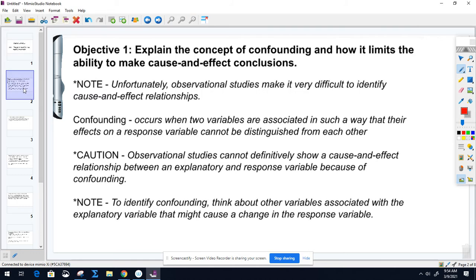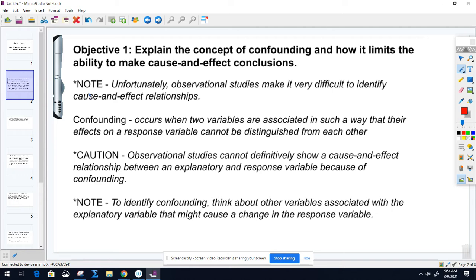So moving along here to objective one, we're going to explain the concept of confounding and how it limits the ability to make cause and effect conclusions. Unfortunately, when you have an observational study, it makes it very difficult to identify cause and effect relationships. If all you're doing is observing, there is no cause and effect. Confounding occurs when two variables are associated in such a way that their effects on a response cannot be distinguished from each other. So we find something happens, but we're not sure if the reason that it happens is because of a certain other variable. There's no way for us to distinguish and tell that.